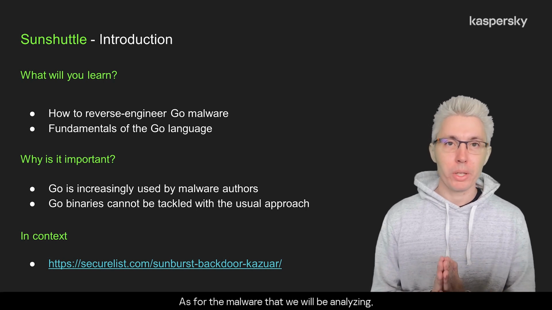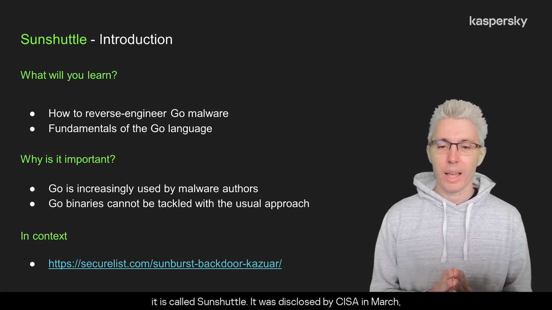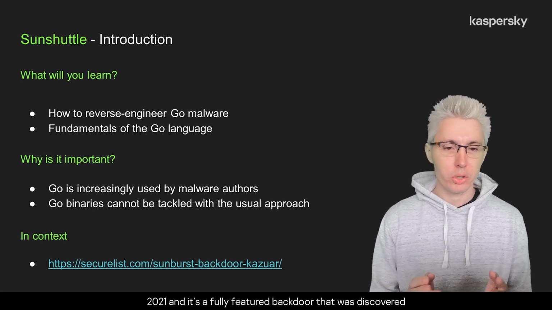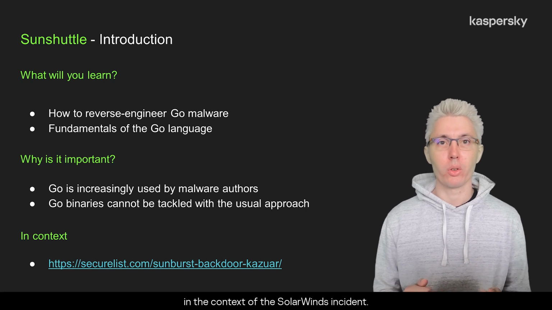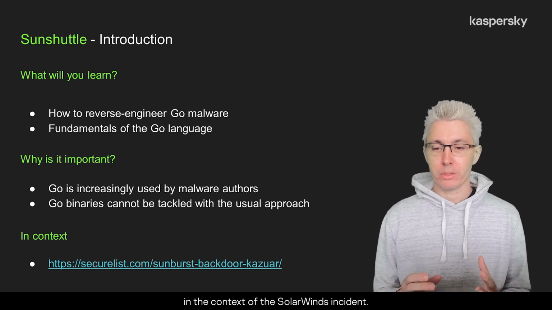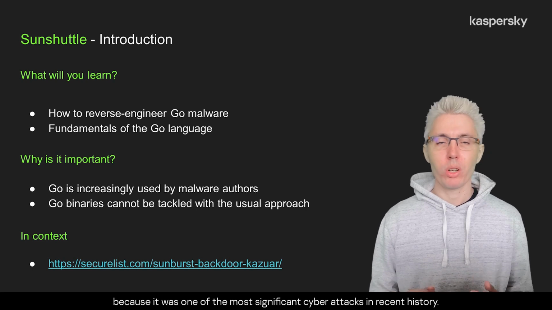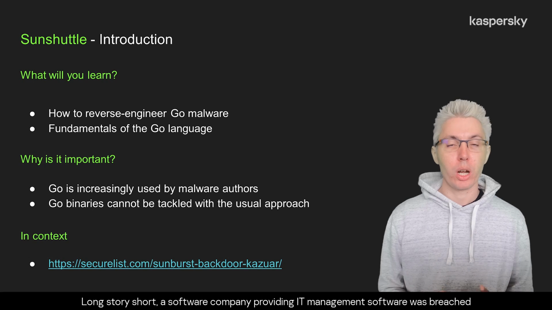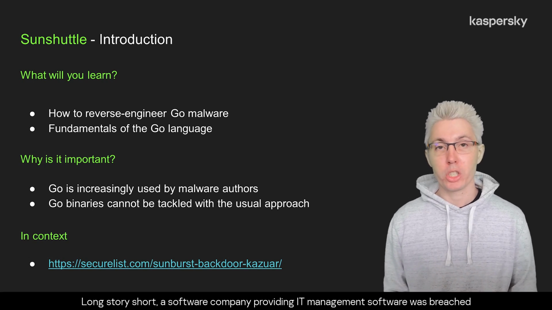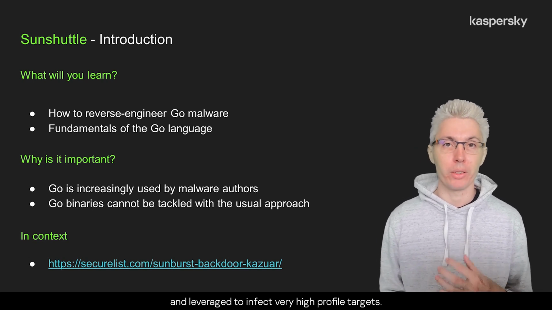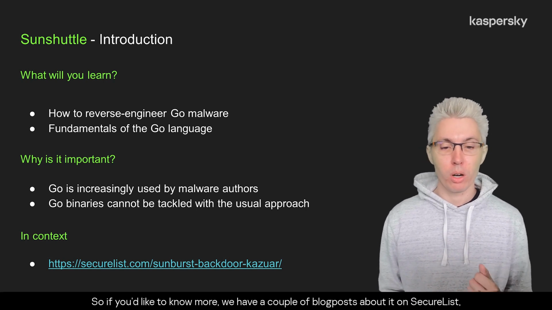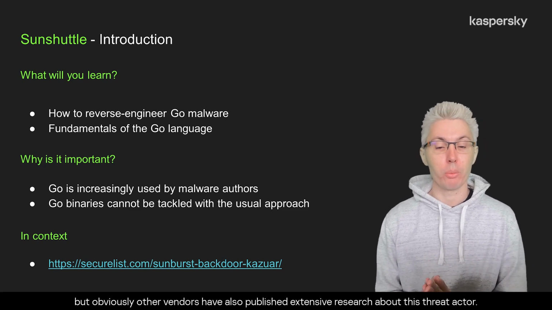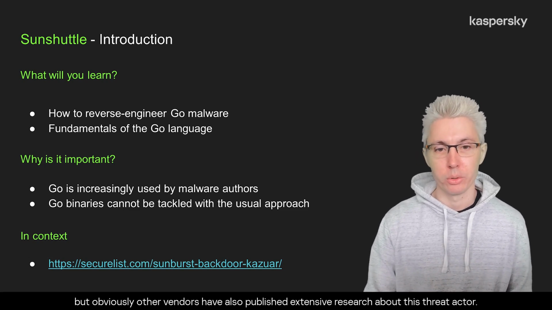As for the malware that we will be analyzing, it is called Sunshuttle. It was disclosed by CISA in March 2021, and it's a fully featured backdoor that was discovered in the context of the SolarWinds incident. I'm pretty sure that you've heard of it because it was one of the most significant cyber attacks in recent history. Long story short, a software company providing IT management software was breached and leveraged to infect very high-profile targets. So if you'd like to know more, we have a couple of blog posts about it on SecureList, but obviously other vendors have also published extensive research about the threat actor.